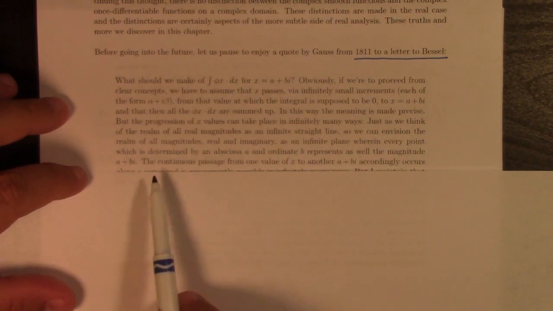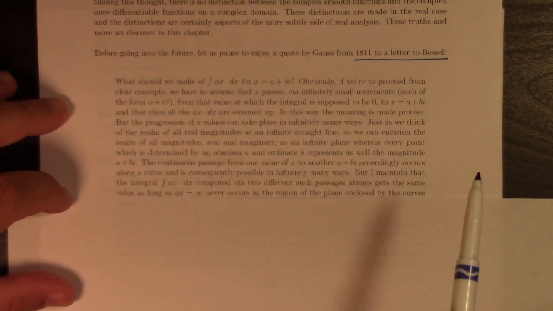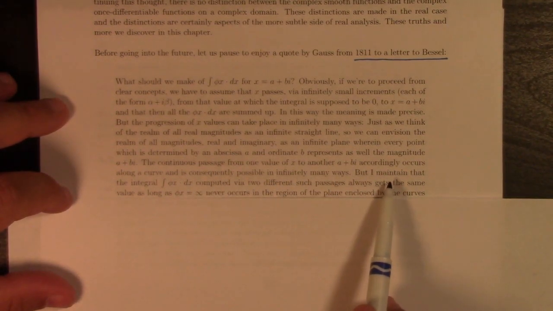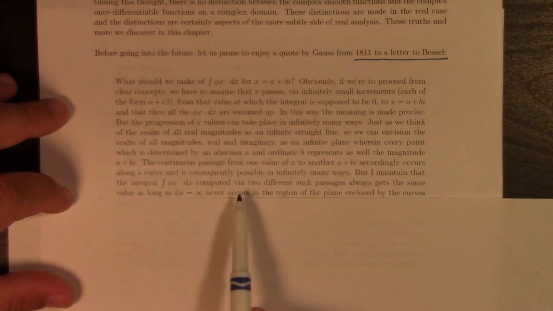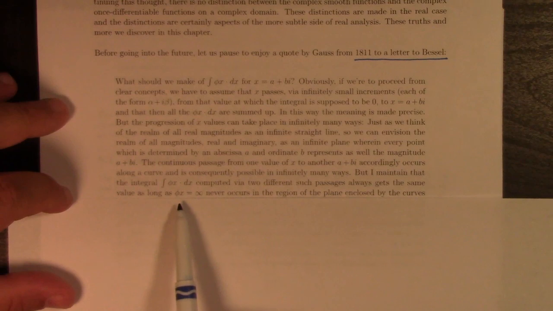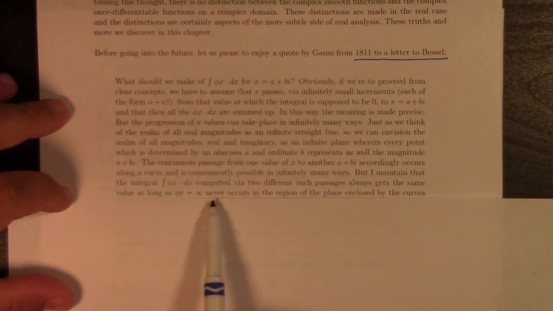Anyway, the continuous passage from one value of x to another, a plus bi, accordingly occurs along a curve and is consequently possible infinitely many ways. But I maintain that the integral, computed via two different such passages, always gets the same value, as long as phi of x equals infinity never occurs.